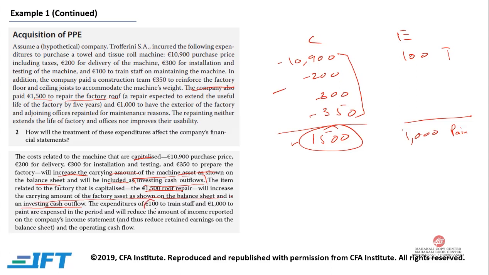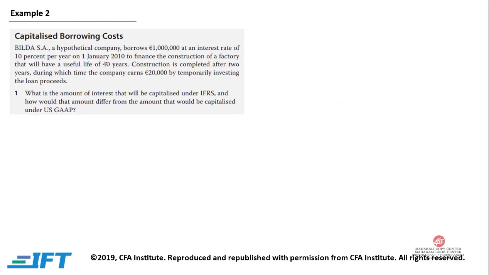Now the expenditures 100 and 1,000 would be expensed in the period and will reduce the amount of income reported on the company's income statement. So these two are your expenses and are going to reduce your income for the year, and they will be shown as cash flows from operations. So over here these are cash flow from investing. This is going to go to cash flow from operations.